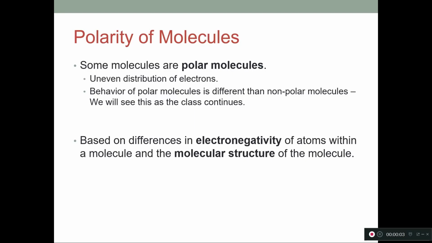In this video, I'm going to talk a bit about the polarity of molecules. Some molecules are called polar molecules, and this is because they have an uneven distribution of electrons between the atoms. The behavior of polar molecules is different than nonpolar molecules, and we'll actually see that a little bit more in the next video. The polarity of molecules is based on the differences in electronegativity of the atoms within a molecule and on the molecular structure of the molecule.